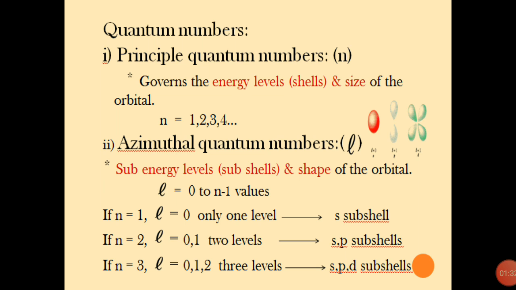If n is equal to 2, L is equal to 0, 1. This represents the second shell containing two subshells, namely s and p. N is equal to 3 means L is equal to 0, 1, 2. This represents the third shell containing three subshells, namely s, p, d.